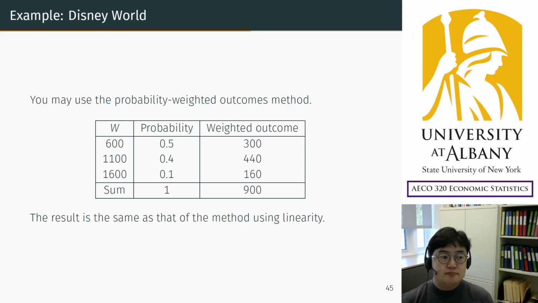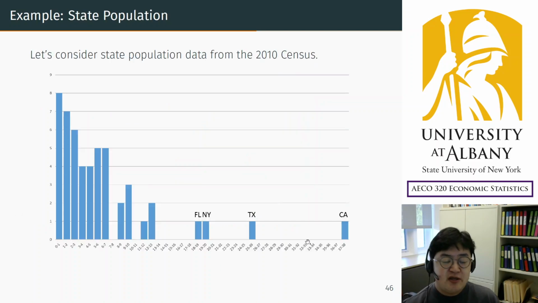Okay, so in the previous video, we learned an example about Disney World. So far in this chapter, we learned about expectation, the average, the mean, the expectation. They are the same thing. And the idea is simple. It is the sum of probability-weighted outcomes, and we are using the average to make a decision.